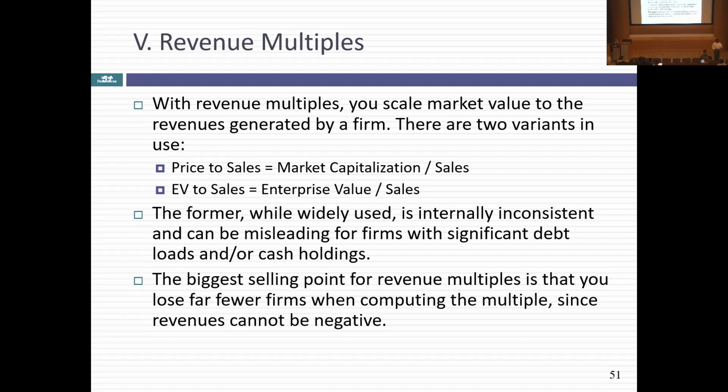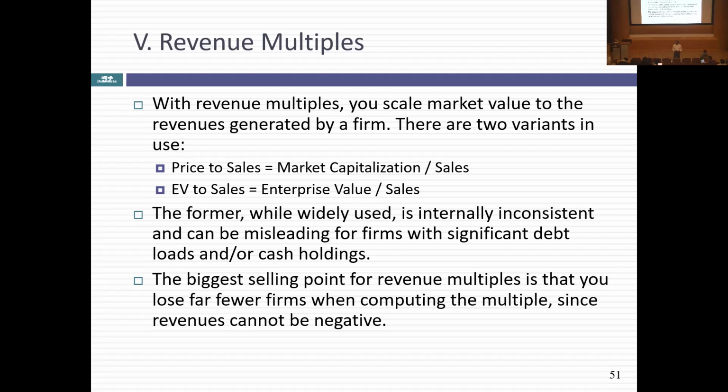Because my numerator is market cap, which is just equity value, and my denominator is revenue, which belongs to everybody, right? Which is one reason why when you see revenue multiples, you should be using EV to sales, no matter whether the company has debt or no debt. Don't fall into the trap of using price to sales, even though it might seem simpler, because it's internally inconsistent. The EV to sales.